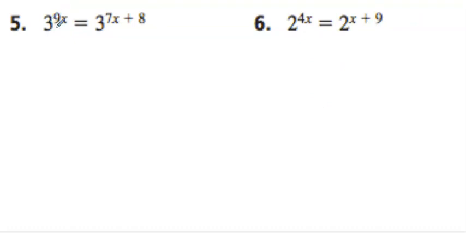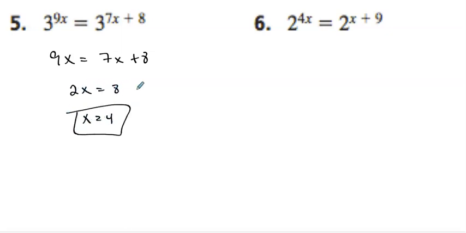Alright, so now I got 3 to the 9x power equals 3 to the 7x plus 8 power. I'd probably pause my screen here and make sure I can do it on my own first, and then watch the rest of it. So I've got the same bases here. No problem. Subtract 7x from both sides. You get 2x equals 8. x equals 4. Piece of cake, no problem.